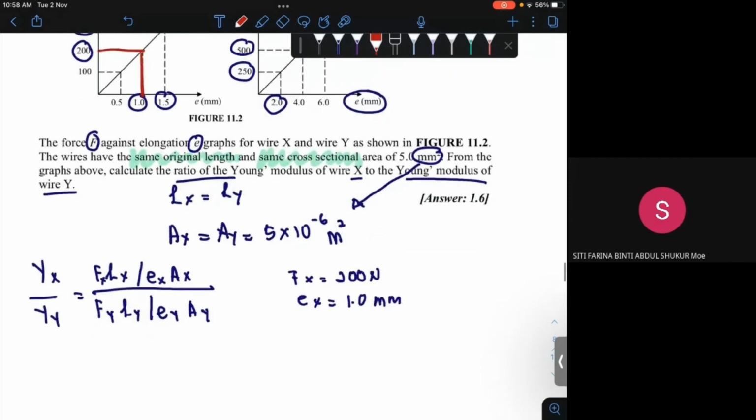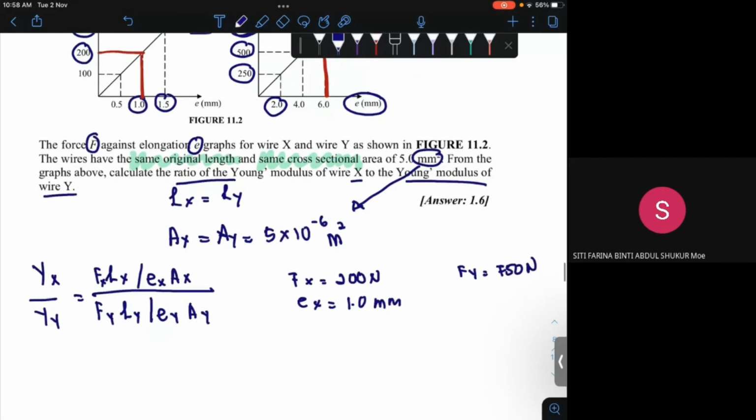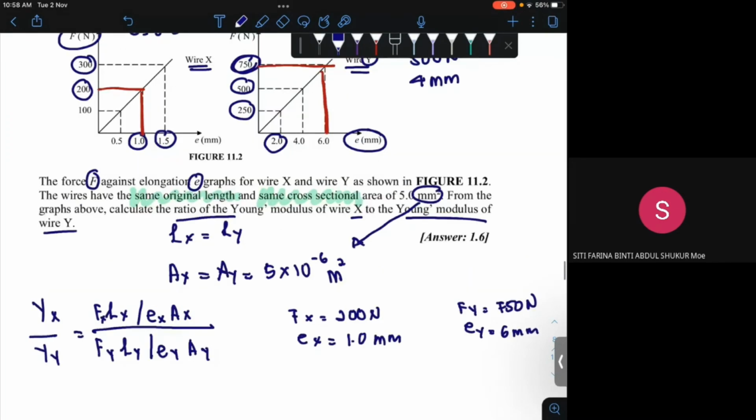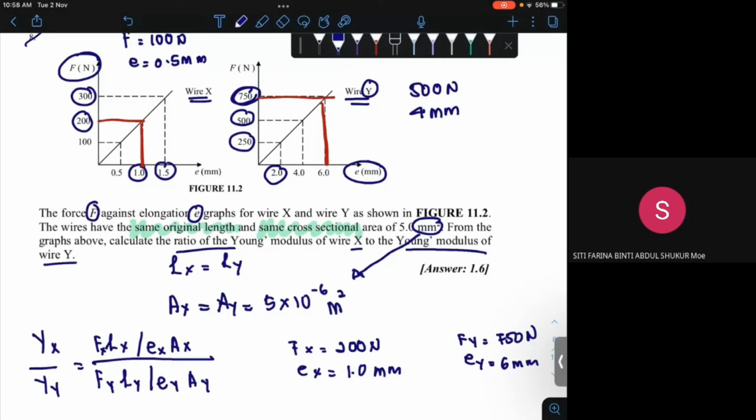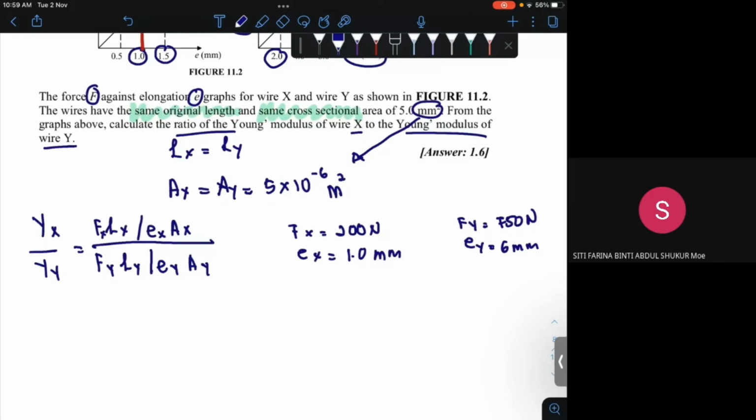Okay, and then untuk Y pula, let's say awak nak guna Fy kamu adalah 750 Newton. Tak ada masalah, boleh 750 yang paling atas. Bila 750, elongation kamu jadi 6 mm. So elongation untuk Y akan jadi 6 mm. Choose the right elongation for the respective forces. Okay, dah pilih, dah decide. Sekarang boleh terus masukkan dalam ratio ini.